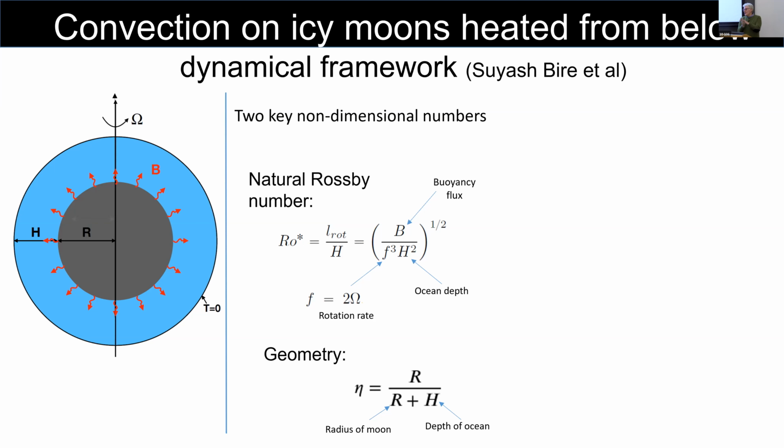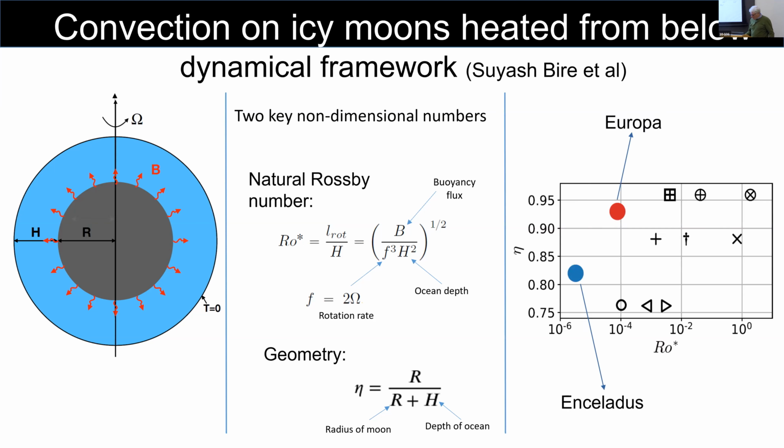You know, the radius of the Earth is 6,000 kilometers. The depth of the ocean is only 5 kilometers. So that eta is almost 1 for Earth's ocean, but it's much smaller for the icy moons. And so here we are in my two-dimensional parameter space, eta and R0 star. And this is where we think Europa and Enceladus are in this two-dimensional space.